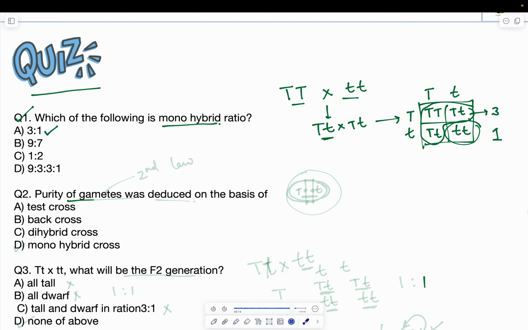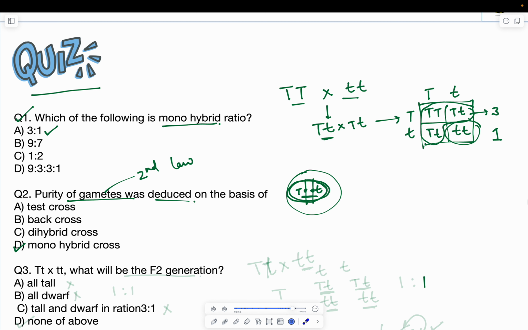Purity of gametes. This is the second law, which was deduced on the basis of the monohybrid cross, because in purity of gametes we are considering only one pair of alleles, right? We are looking at the segregation of only these 2 alleles. So only one pair of alleles is considered here, so you can say it was deduced on the basis of the monohybrid cross.